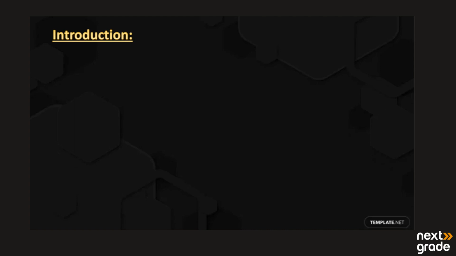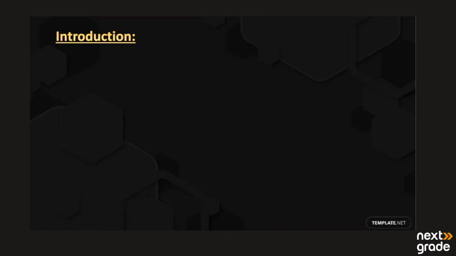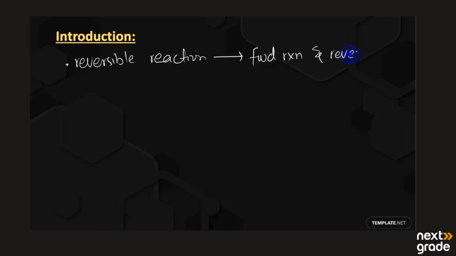Forward and the reverse reaction. So this is a very interesting topic, that forward and reverse reaction, how we can identify the forward and reverse reaction. So let's have an introduction about this. In the previous lesson, we have already learned that a reversible reaction consists of two reactions. The first one we have forward reaction, and the second one we have reverse reaction.